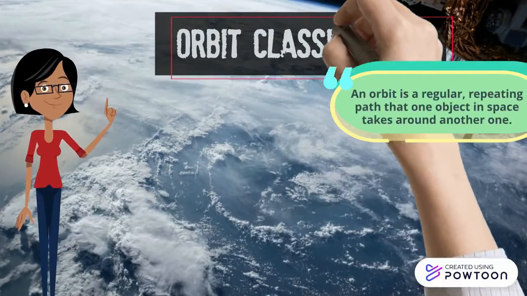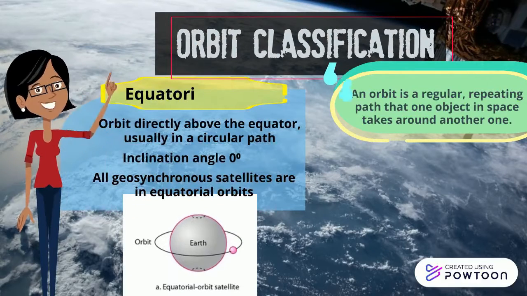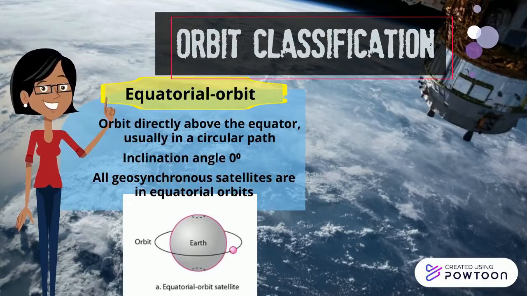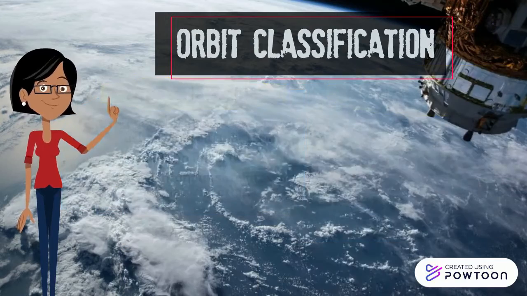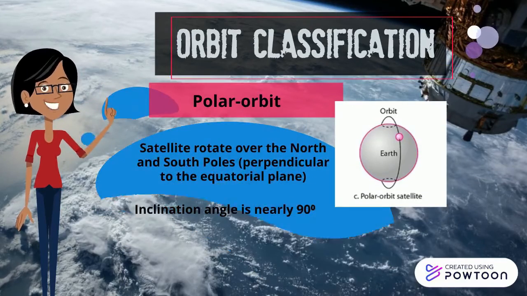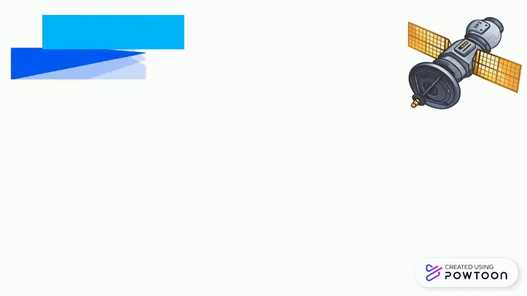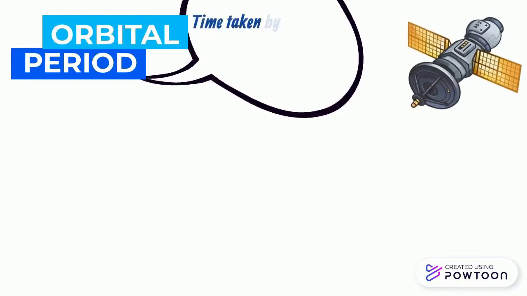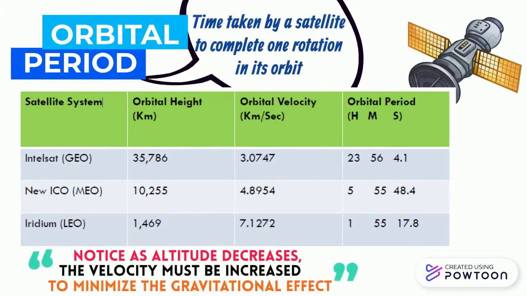Orbit classification. There are three useful orbits for communication satellites, which are equatorial orbit, inclined orbit, and polar orbit. Orbital period. From the table shown, we can see that the orbital period of geosatellites is approximately equal to the period of rotation of Earth around its axis.